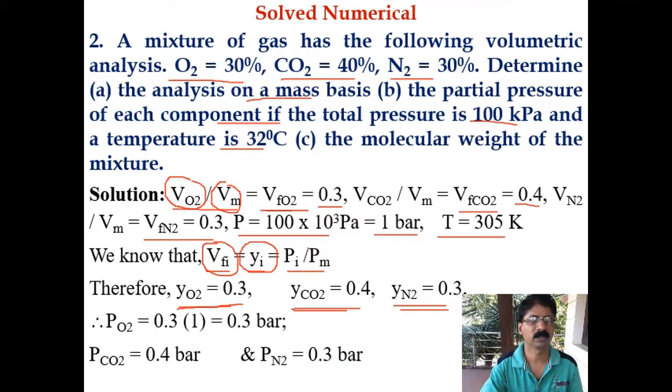So from this you can find out the partial pressure of each of the constituent gases. PO2 is equal to 0.3 into 1, which is 0.3 bar. PCO2 is 0.4 into 1, which is 0.4 bar. Similarly, PN2 is 0.3 bar. If you add these three pressures, you will get 1 bar pressure, that is the total pressure of the mixture.